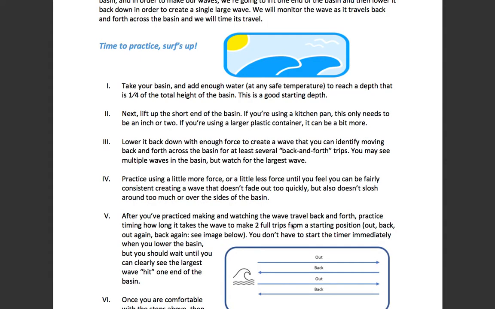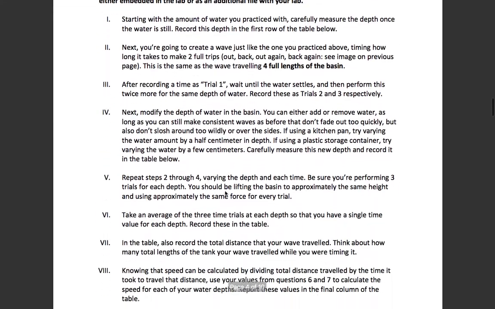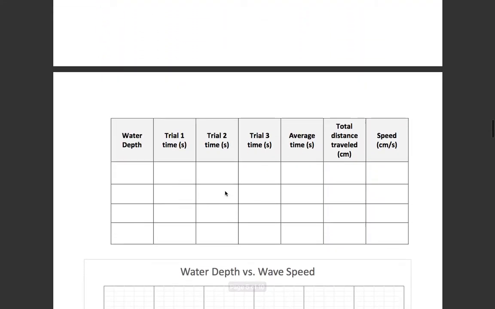Okay, so your basin is going to be a little bit different. Your depth of the water is going to be probably a little bit different. But one thing to note is what you are actually timing. You are going to be recording how long it takes for your wave to go from one end to the other, and then back, and then to the other, and back. So that is what you're actually timing. Out, back, out, back. So you start it when it's leaving this wall, out, back, and then you stop it when it hits here. And so what you're ultimately going to be doing is filling out this table.